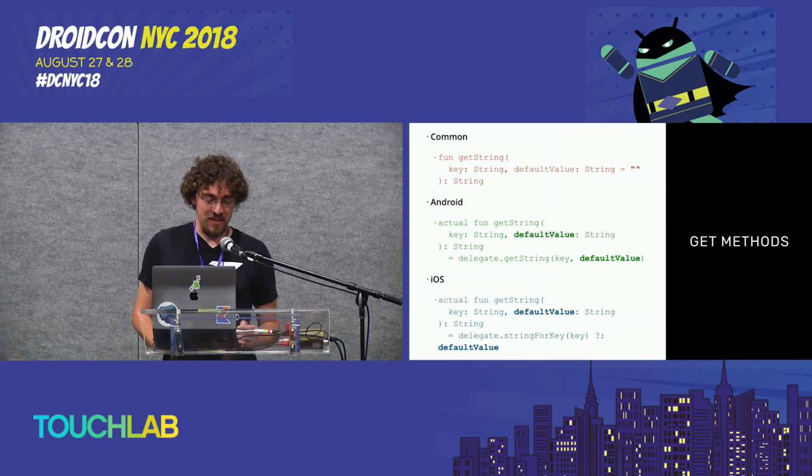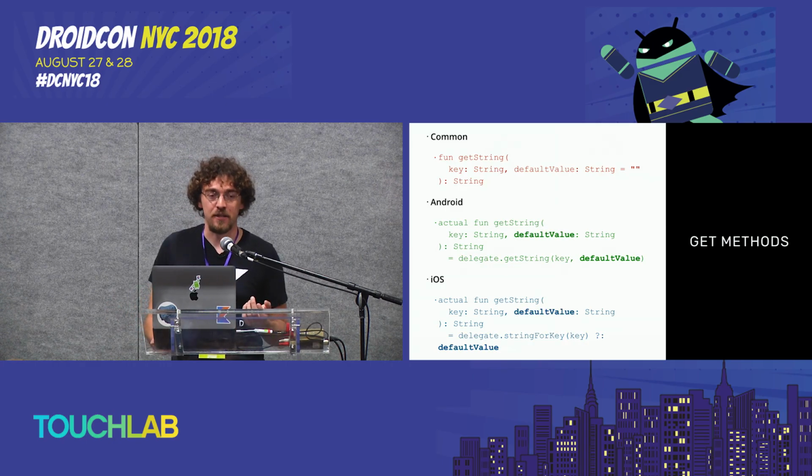But one thing you do have to pay some attention to is where these APIs differ. The user defaults API on iOS does not have a concept of default value the way that Android does, and I still wanted to expose that in my library API. So I have to do a little bit of extra work to check if things exist and return the default value if not on iOS.